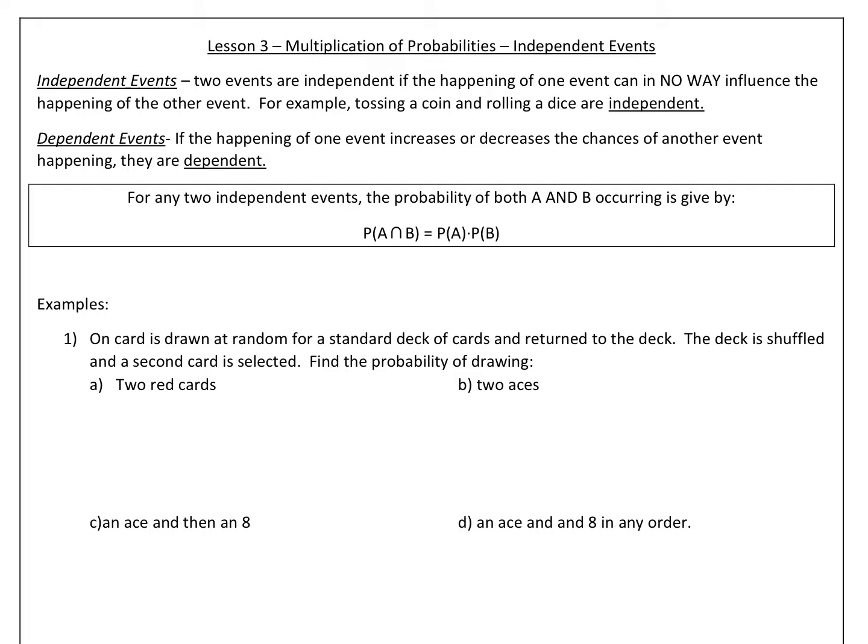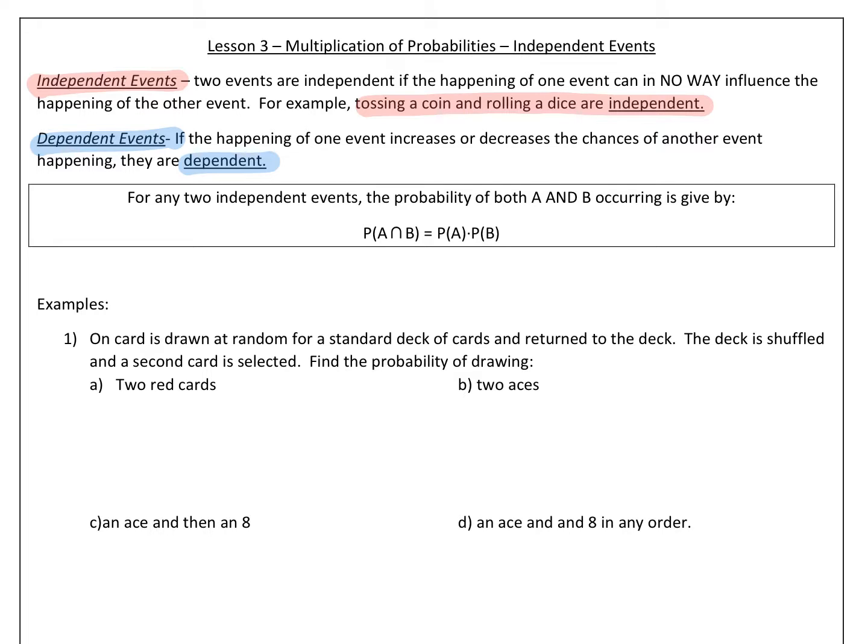Independent events are two events where the happening of one event in no way influences the second event. For example, tossing a coin and rolling a die are independent events. If I have dependent events, then the outcome of one thing affects the outcome of the other thing. Those are considered dependent.